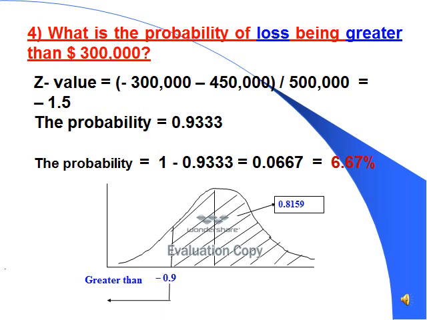From the graph, Z equal minus 1.5, that means it's in the left side, and the probability will be the area in the right side. But I ask about the probability of loss being greater than 300,000. Loss greater than, that means the area in the left side. So the probability will be 1 minus 0.9333 equal 0.0667 equal 6.67%.